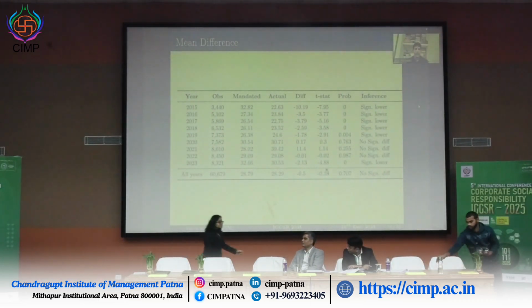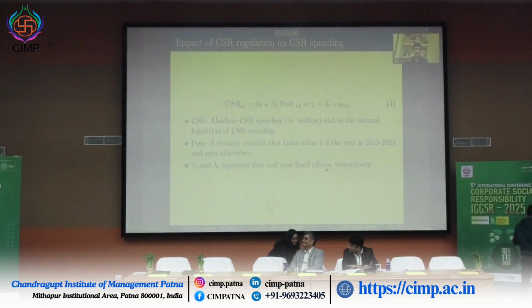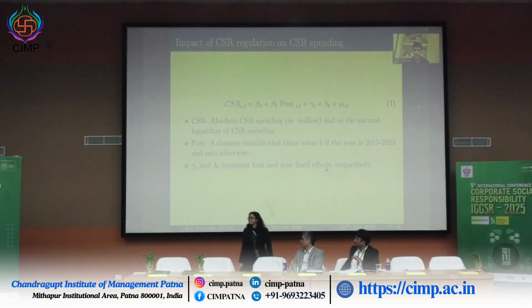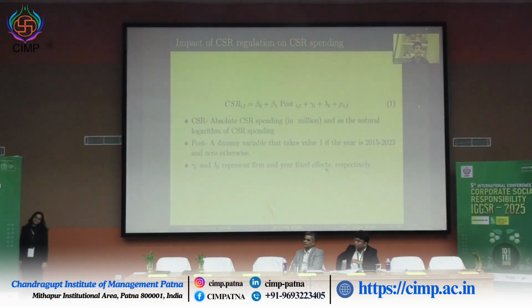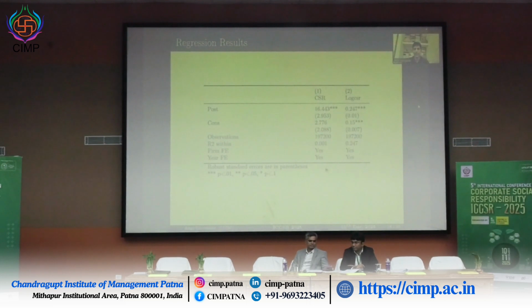To come to the baseline model, we check the mandate's impact on CSR spending by using a two-way fixed effect model, where our dependent variable is the CSR spending in absolute amount and the log of CSR spending. The post is a dummy variable which takes value 1 for the years 2015 to 2023. That is the post regulation period, and we control for firm and year fixed effects. The result shows that the CSR mandate has increased the CSR spending significantly after the mandate.